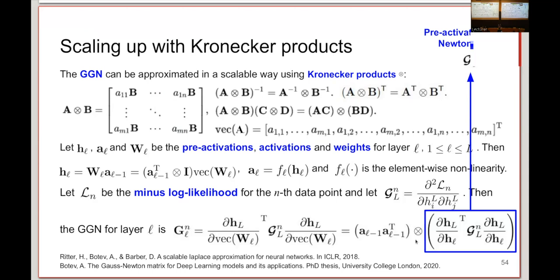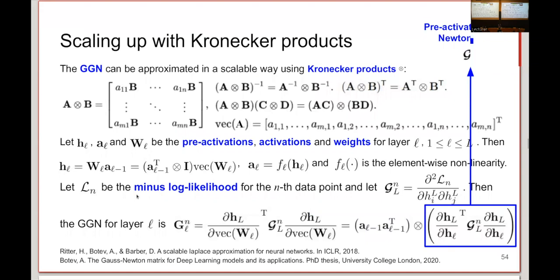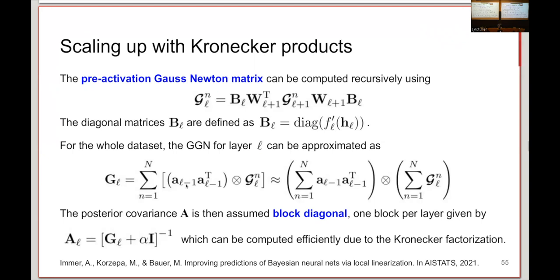I won't go much into the details of that, but the key thing is that in the end, you will have that the block diagonal entries for layers in your network have this Kronecker product structure, and you are summing over all the data points in your data set. This creates some problem because this sum of Kronecker products doesn't really factorize as a Kronecker product. So that kind of destroys our hope to use Kronecker products. But what has been proposed in the literature is to just approximate this sum of Kronecker products by the Kronecker product of the sums over the data points.